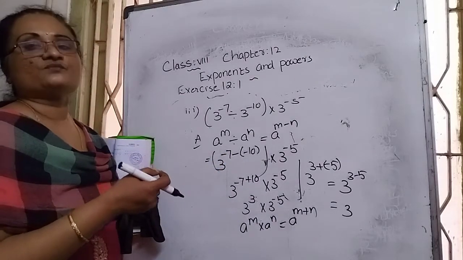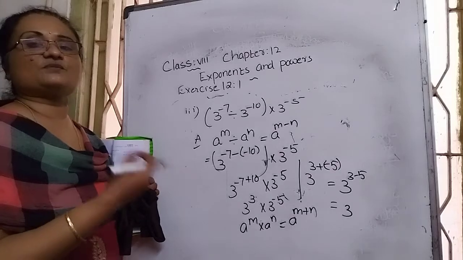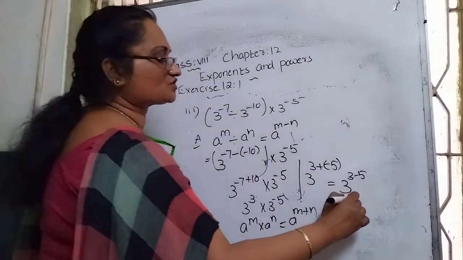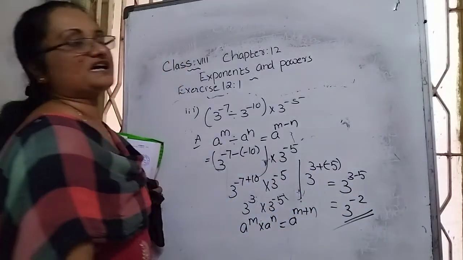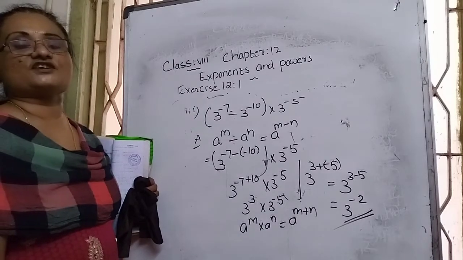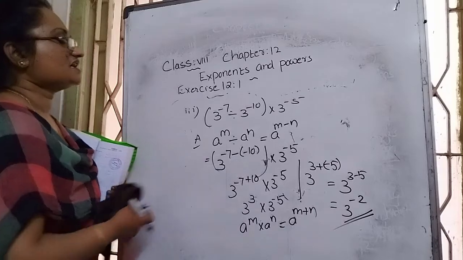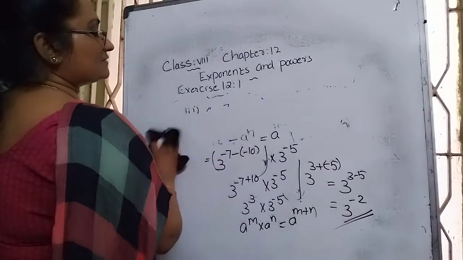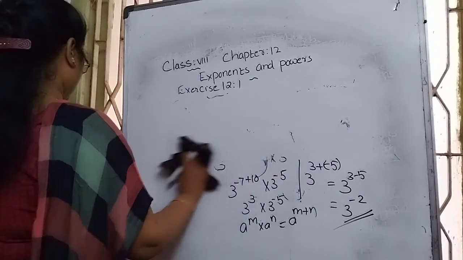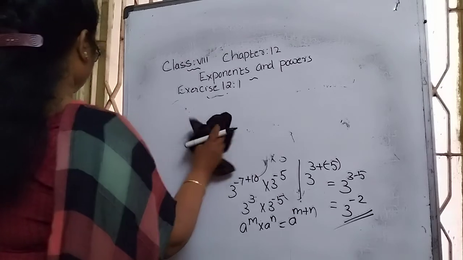What shall we do here? Subtract and put the sign of the bigger number. Subtraction gives 2, so we get minus 2. 5 is the bigger number and the sign of 5 is negative. That's why 3 raised to minus 2 is the answer. The third question's answer becomes 3 raised to minus 2. I hope you can understand this model question.